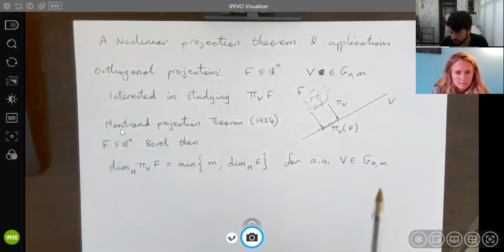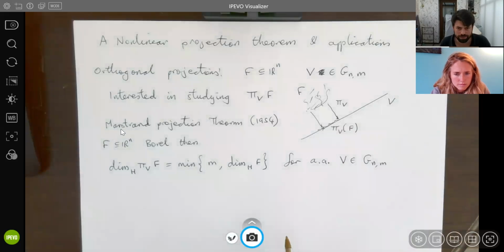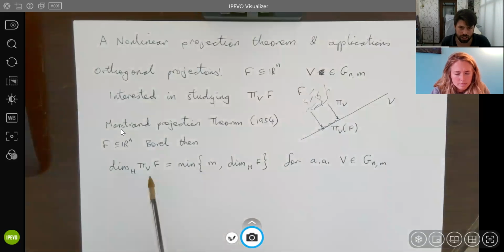And here the tricky thing, or the interesting thing to discuss, is that the almost all is with respect to the natural Grassmannian measure on the space of m-dimensional subspaces. So this Grassmannian manifold comes with a natural measure. And when I say almost all, I'm talking about with respect to that measure. So the Hausdorff dimension of F is clearly an upper bound for the Hausdorff dimension of pi V of F, because the projection is a Lipschitz map. And also m is clearly an upper bound because the projection pi V of F lives in an m-dimensional space. And so this is clearly an upper bound. In fact, it's an upper bound for all V. But the interesting part is that the lower bound holds for almost all V.